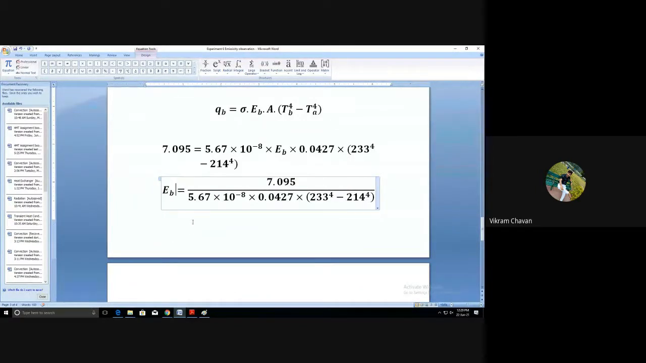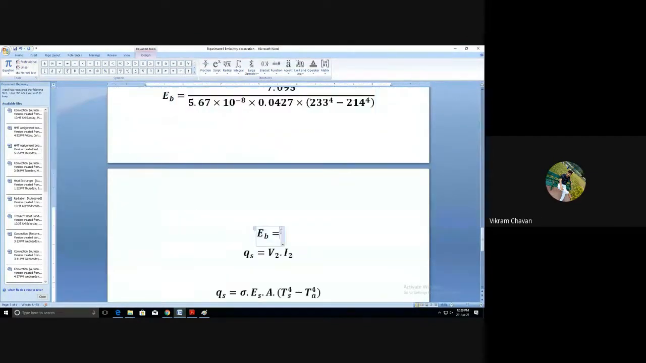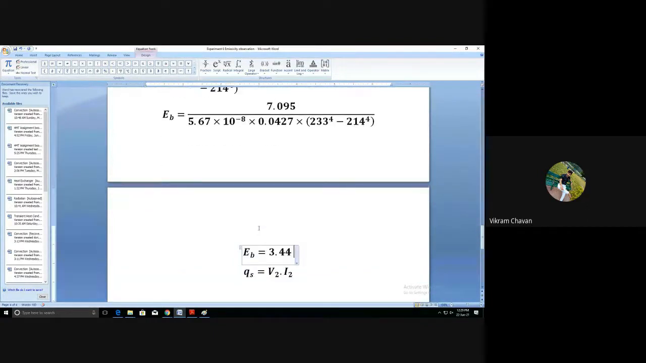Now do the calculation and let me know your answer. 3.44 is the emissive power of a black body, right? Yes, sir. Okay, so the emissive power of a black body is equal to 3.44. Please check whether others are also getting the same answer or not. The emissive power of a black body will be in watt per meter square.